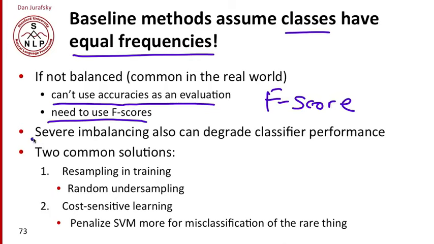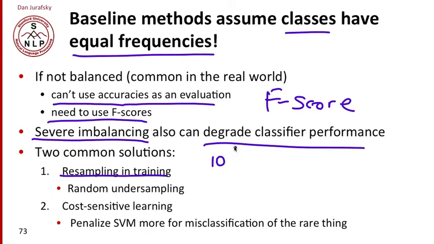It turns out that if there's a severe imbalance in class frequencies, that can actually degrade the classifier performance. And there are two standard things we do to deal with that. One is we just resample before we train. So for example, if one class has 1 million reviews and one class has 10,000 reviews, then we might just downsample and take only 10 to the fourth of these reviews to match with these reviews.